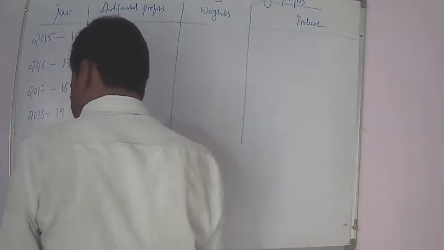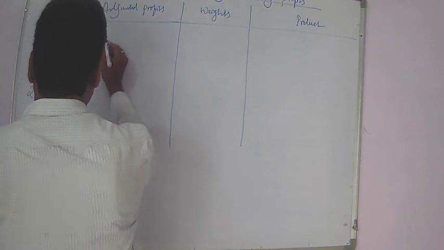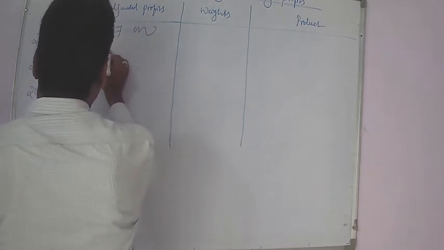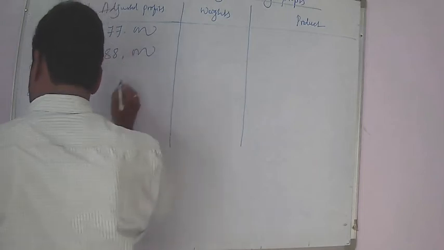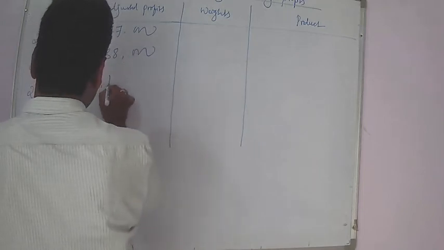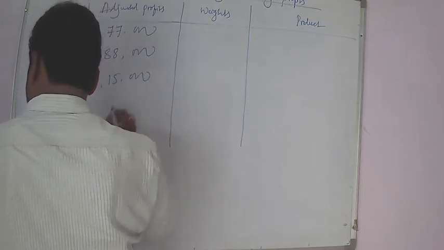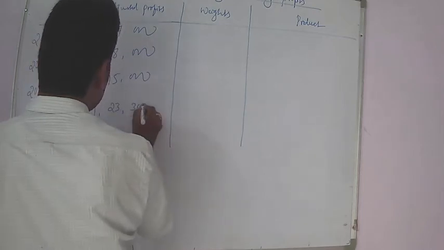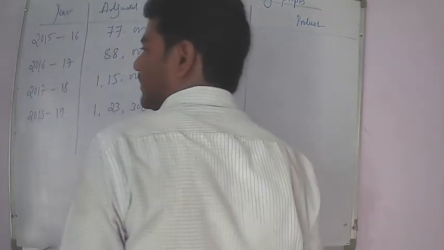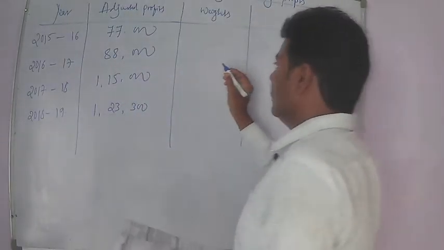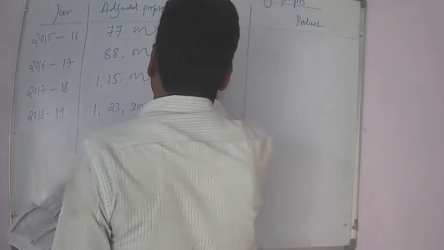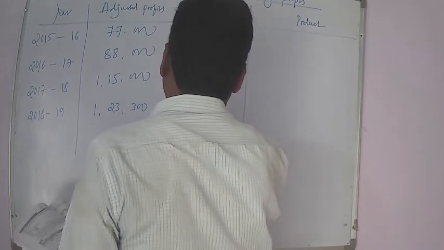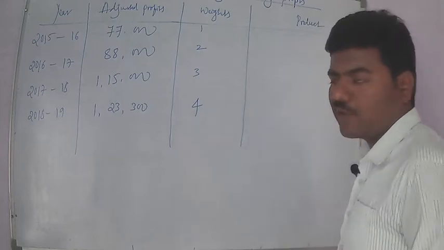First year adjusted profit is 77,000, 88,000, 1,15,000, 1,23,300. And the weights they have given in the problem. Weights are for the first year 1. Second year weight 2, third year weight 3, fourth year weight is 4. It is there in the problem.